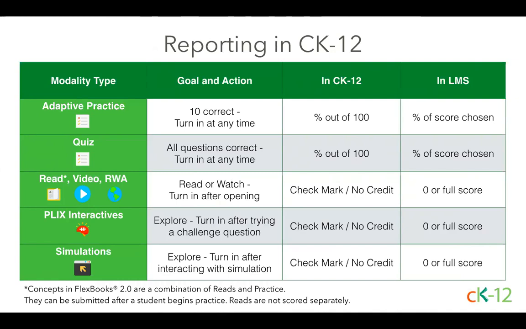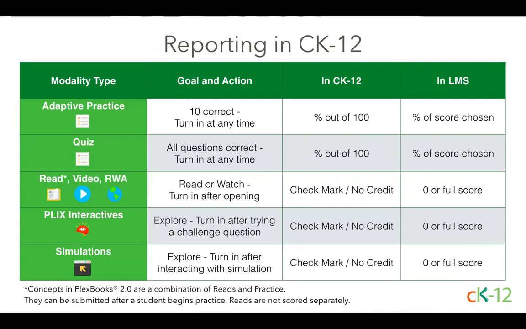So the percentage score that you would see is based on a completion goal. If they turned in 3 correct, they would get a 30%. If they turned in 7 correct, they would get a 70%. If all of your students hit a goal of 10 correct, they would all have 100%. And in CK-12, that's the percent out of 100.